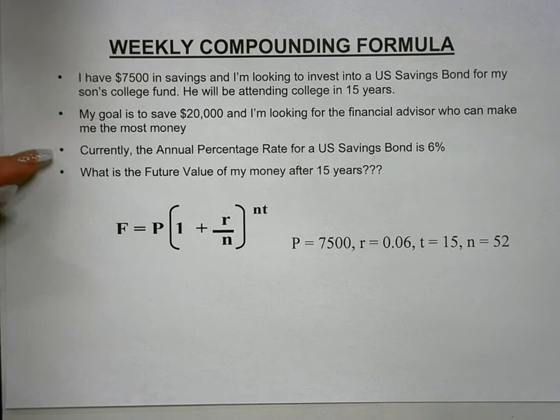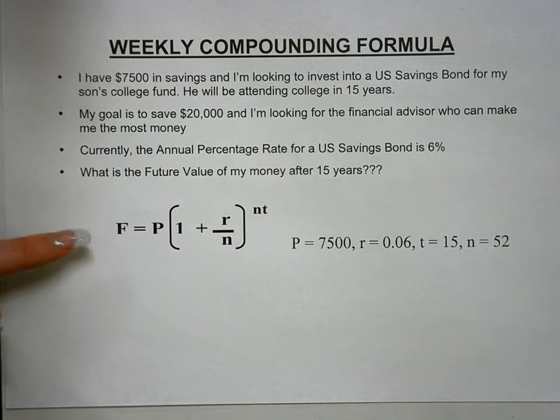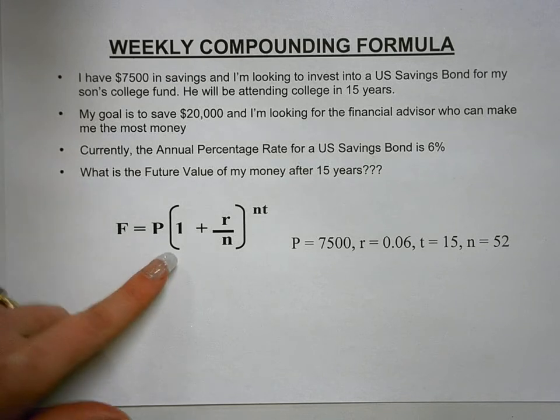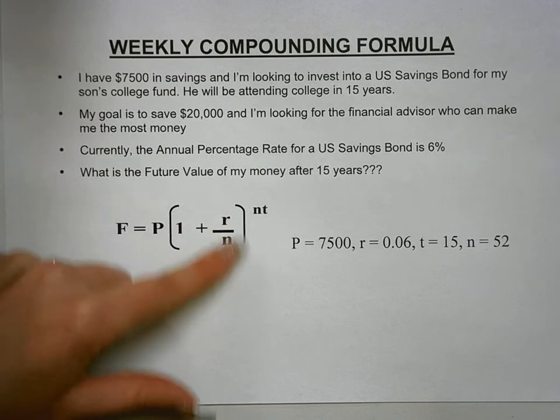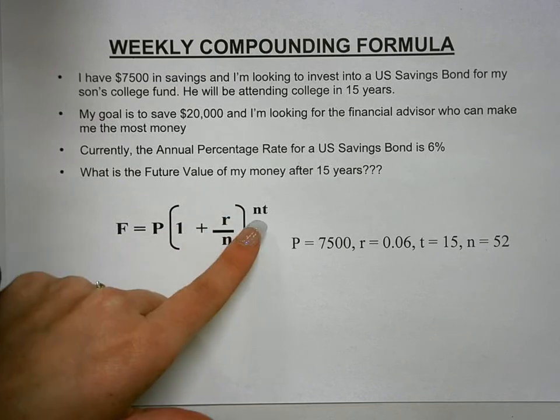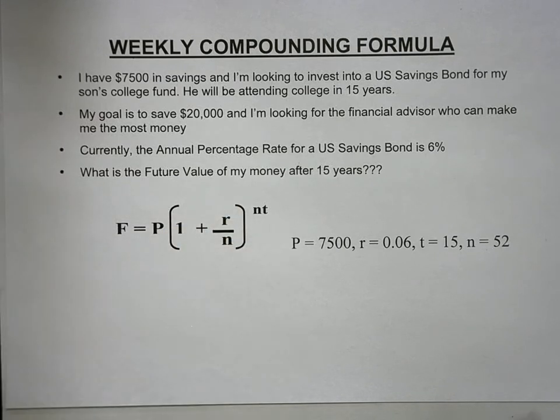Currently, the annual percentage rate for a U.S. savings bond is 6%. What I need to determine is what is the future value of my money after 15 years. So since we're talking about the weekly compounding formula, the interest is going to be compounded every week, so multiple times throughout the year. So we will be using the general compounding formula, which is listed right here. F equals P multiplied by the quantity 1 plus R divided by N, otherwise known as the periodic rate, all raised to the power N times T.